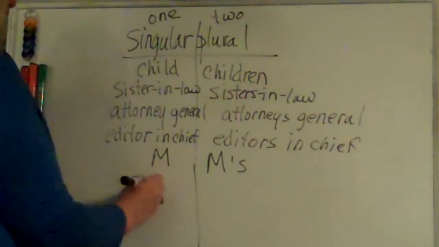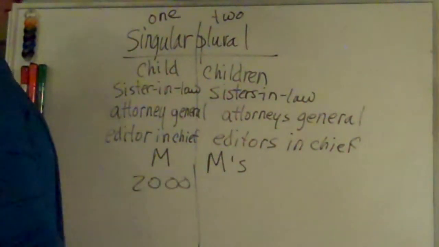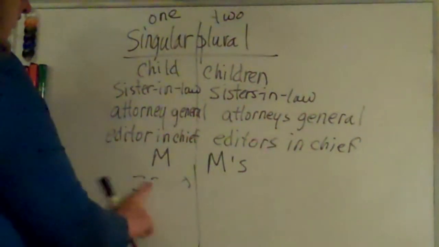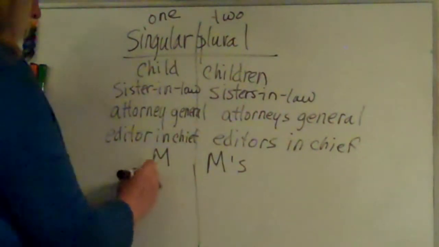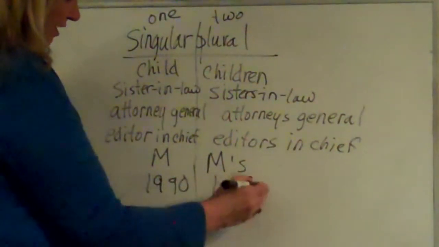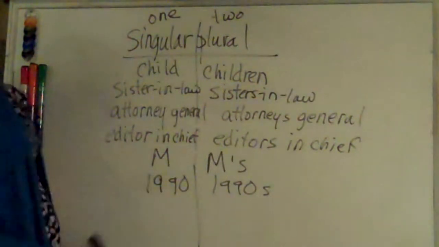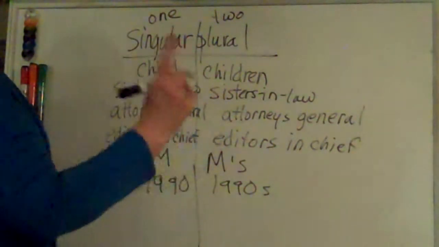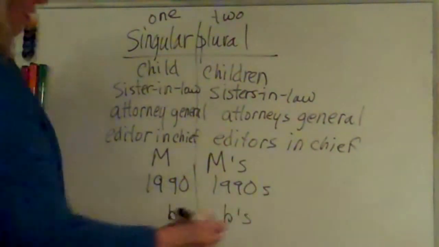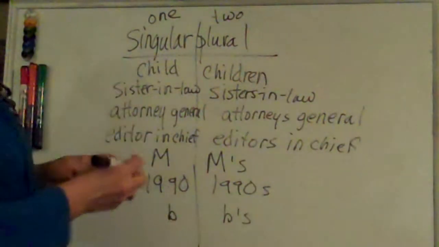If we had the year 2000, well, let me try something so I can make it plural. How about 1990, and we do 1990s. I think that's what we did last time. Remember, we're not going to put an apostrophe on those, but we will put apostrophes on lowercase letters when we're making them plural.